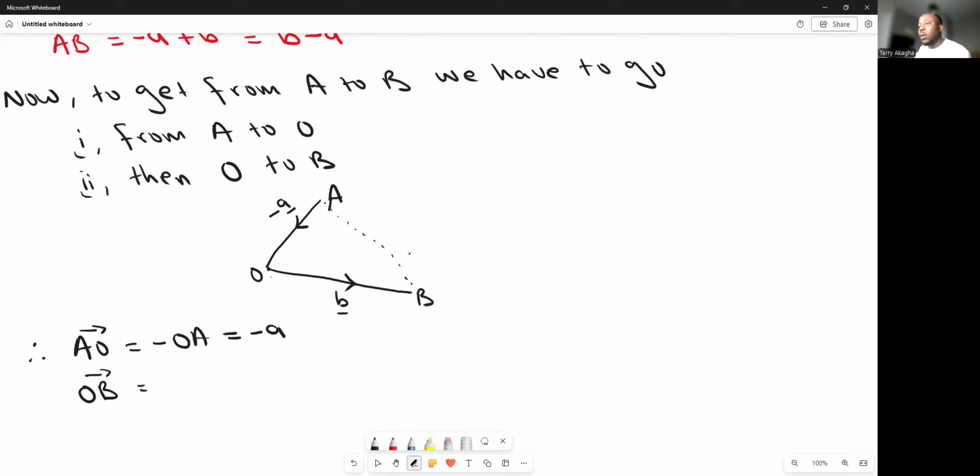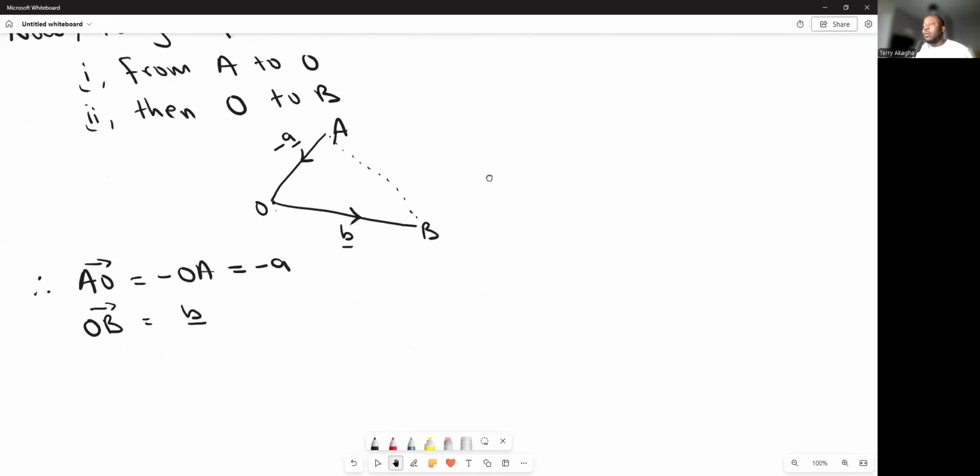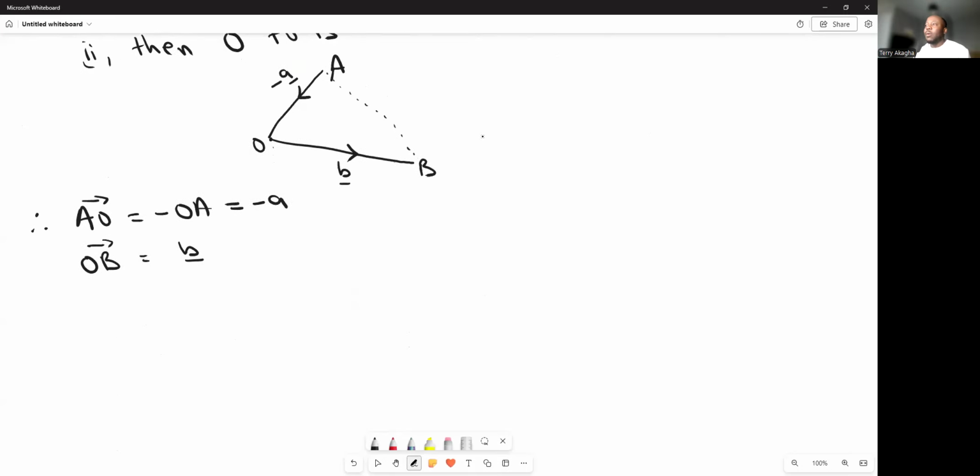Then OB, which is equal to what? B, because it's still the same direction. All right? So now this is the formula I want you to keep in mind. So from this now, like I said, we can now say AB, if we're going from A to B. So AB is going to be equal to what? B minus A. All right? Now, this is a very important formula to keep in mind.